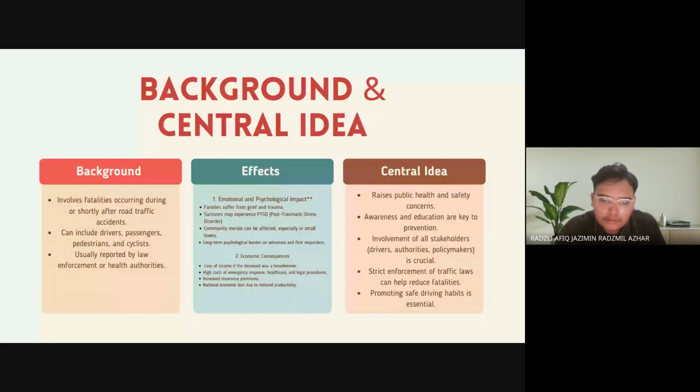So not only the enforcement of laws, but also we must follow the laws. If the laws are there but we don't follow them, there is no purpose, and it also cannot help reduce fatalities. Lastly, promoting safe driving habits is essential.